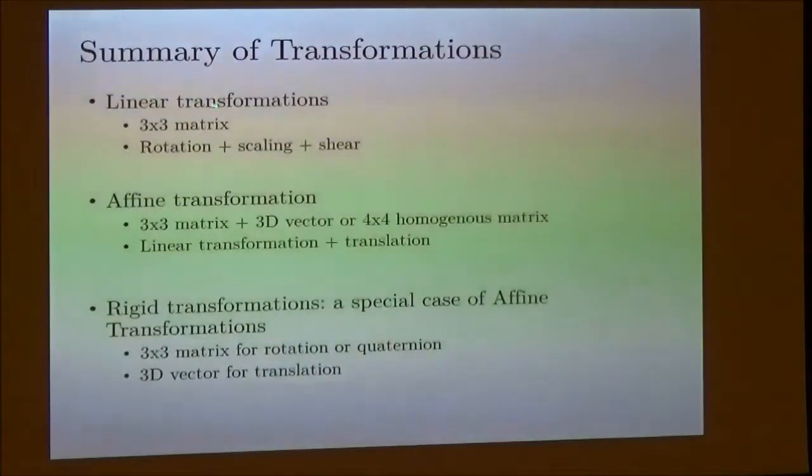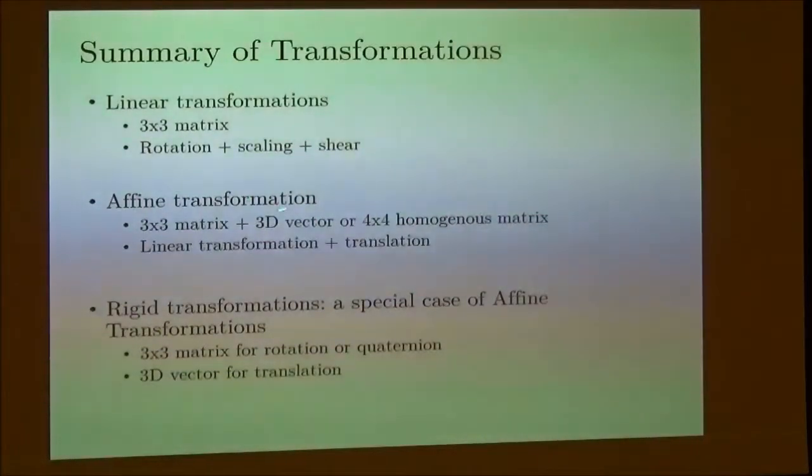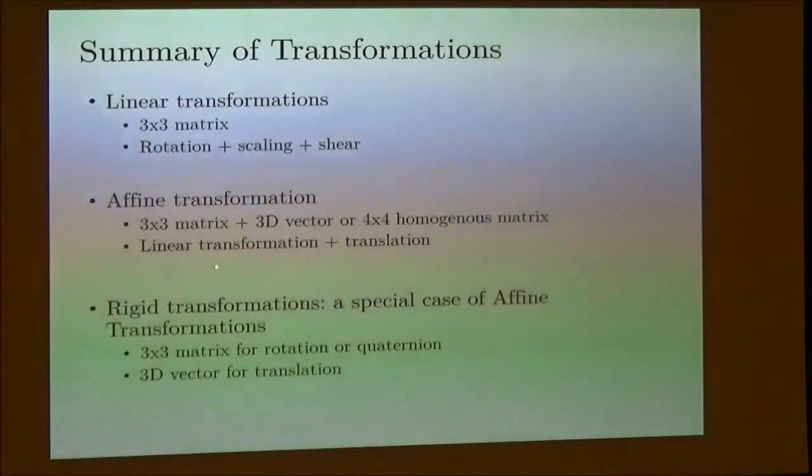It's a summary. Linear transformation represented by 3 by 3 matrices. We can do rotation, we can do scaling and shear. We want to do translation. We can do it with a 3 by 3 matrix plus a 3D vector, or a 4 by 4 homogeneous matrix, which we call an affine transformation. For rigid body transformation, which is a special case of affine transformation, we will ensure that this 3 by 3 matrix is a special orthogonal matrix, and the 3D vector itself will be the translation vector.